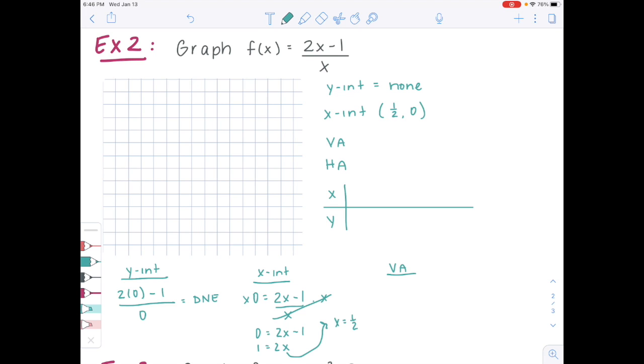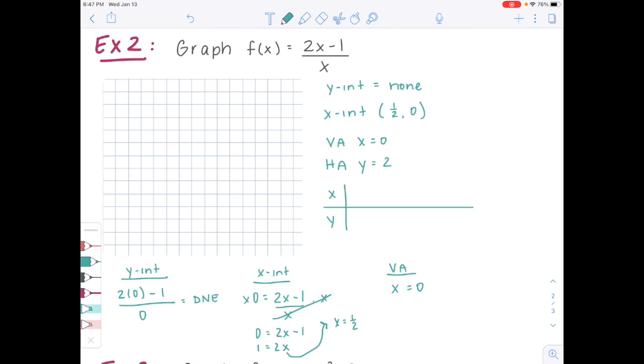My vertical asymptote, I have to take my denominator, which is just x, set it equal to 0. So nothing there for me to solve, it's just x equals 0. And then my horizontal asymptote, I have to look at my degrees. The degree of my numerator is 1, the degree of my denominator is 1. So that means my horizontal asymptote is my leading coefficients, which are just 2 and 1. So my horizontal asymptote is just at 2.